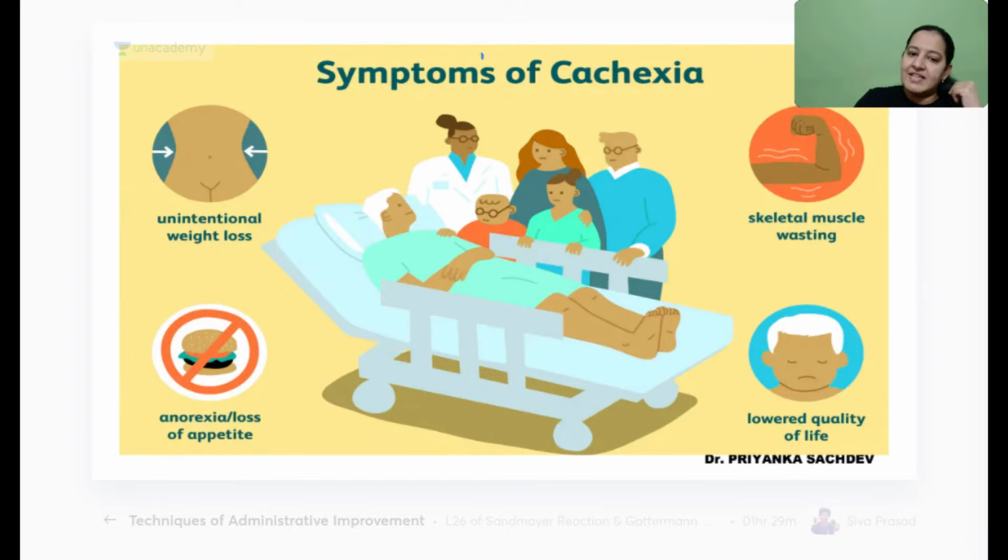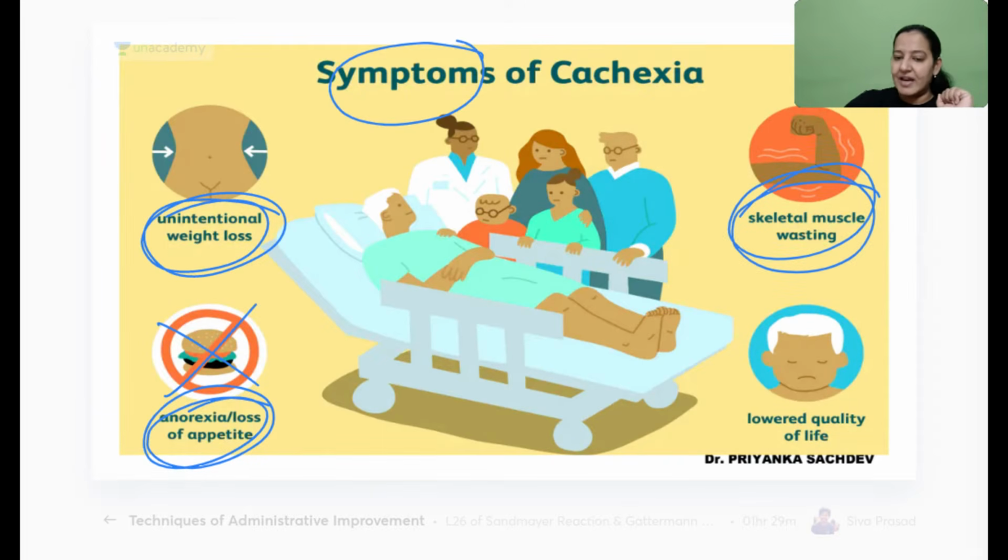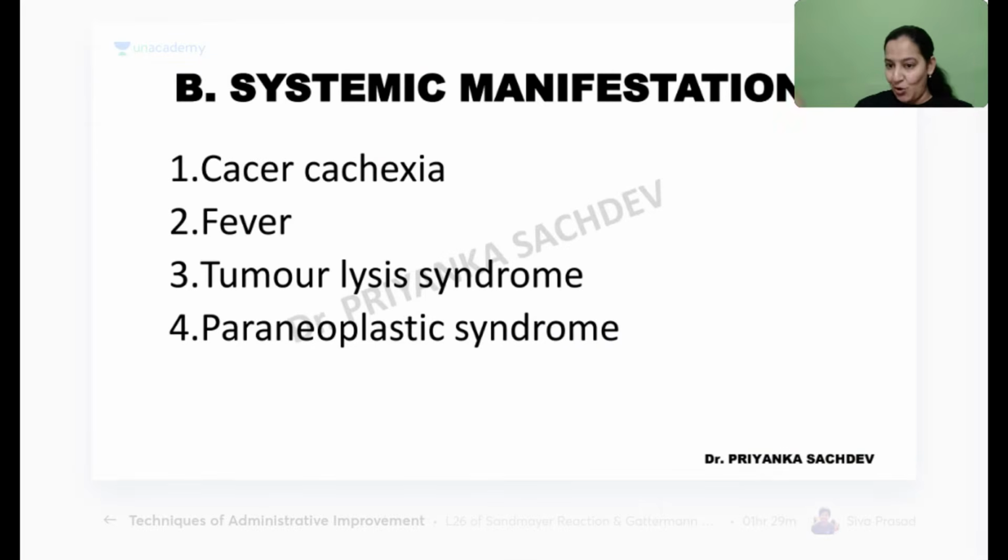What are the symptoms of cachexia? Diagnosis is done, pathogenesis is done, now coming to the symptoms of cachexia. Number 1, unintentional, severe weight loss. Number 2, anorexia or loss of appetite. The definition of anorexia is loss of appetite. He doesn't like food, he doesn't like eating anything. You know the reason for all. Number 3, skeletal muscle wasting, and number 4, lowered quality of life. The patient will be depressed. So these are the 4 symptoms of cachexia. So cachexia is over.